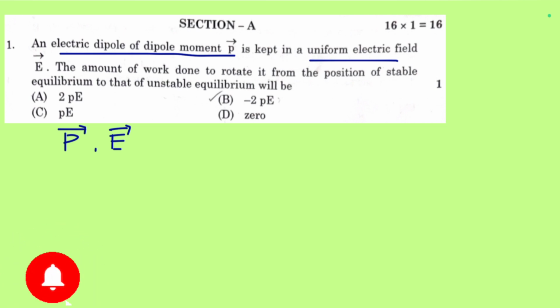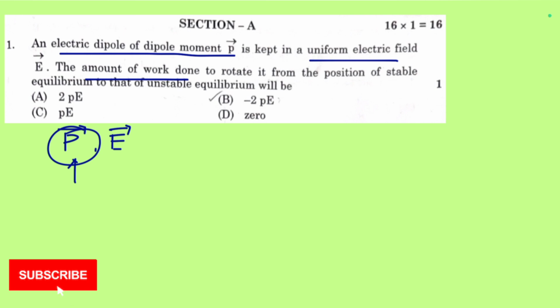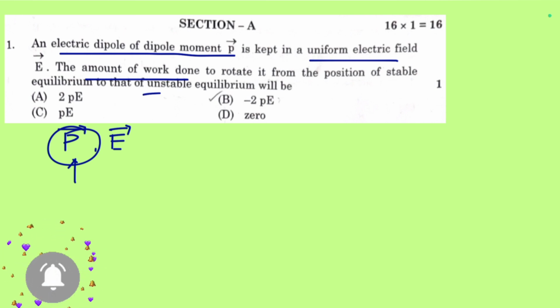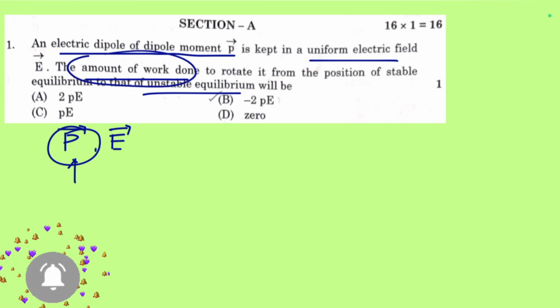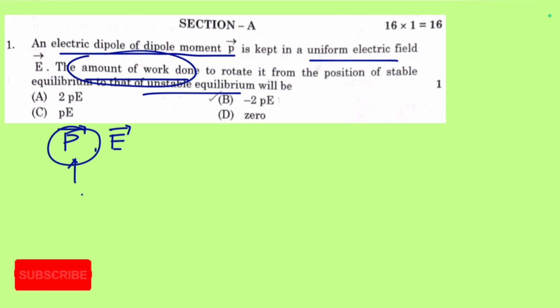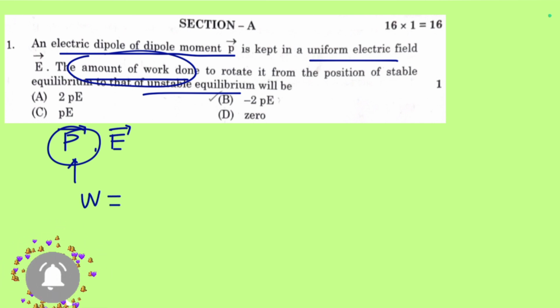Now what do we have to calculate? The amount of work done to rotate it from the stable position. So there is one dipole having the dipole moment P. We have to rotate that dipole from the stable equilibrium to the unstable equilibrium, and during that rotation we have to calculate the amount of work done. Basically we have to calculate the work done on that dipole while rotating it from the stable position to the unstable equilibrium.